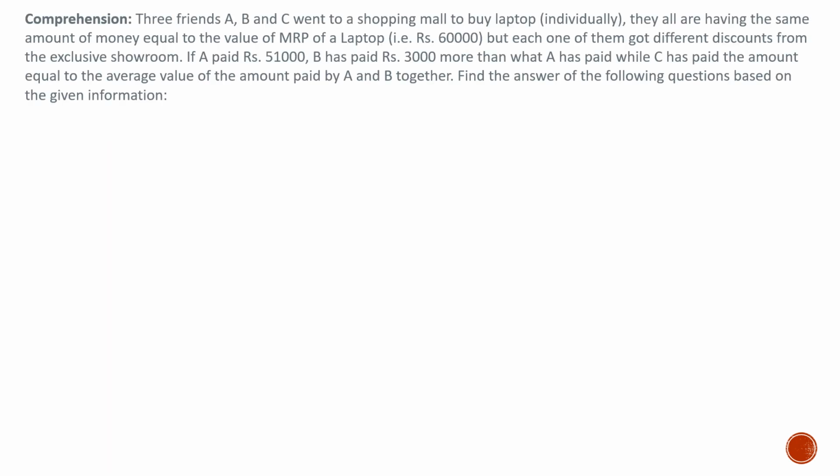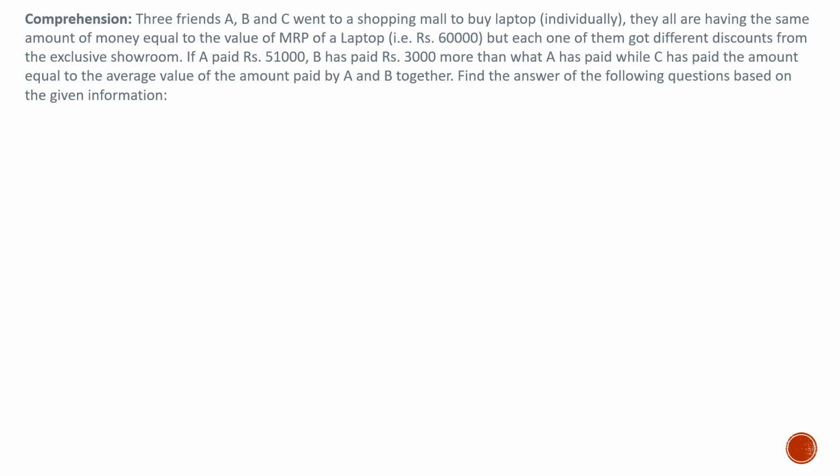Next problem on data interpretation. There is one paragraph given. Three friends A, B and C went to a shopping mall to buy a laptop. Individually they have to buy. They all have the same amount of money, equal to the MRP of the laptop, that is 60,000. So each of them has 60,000 with them.